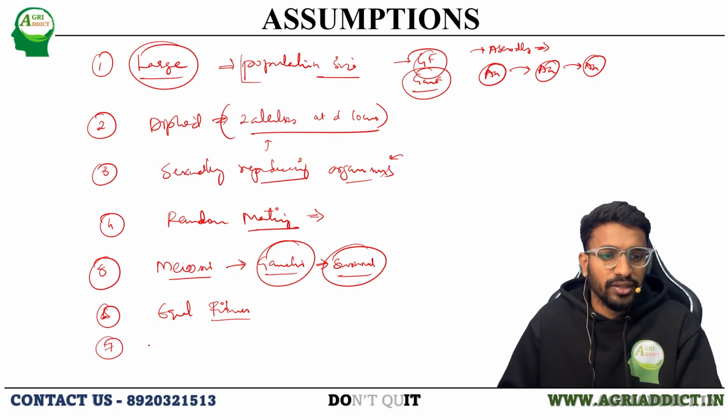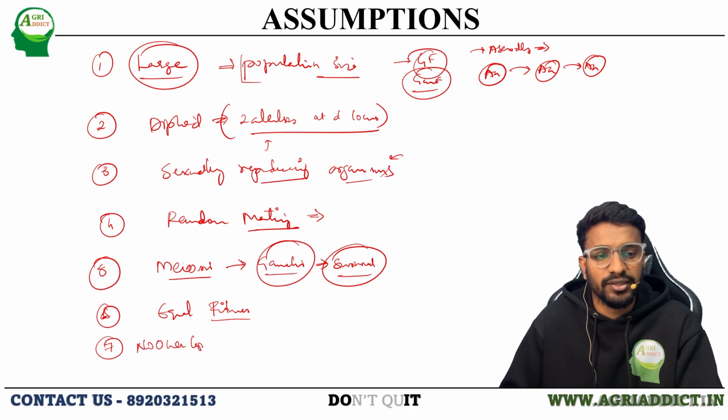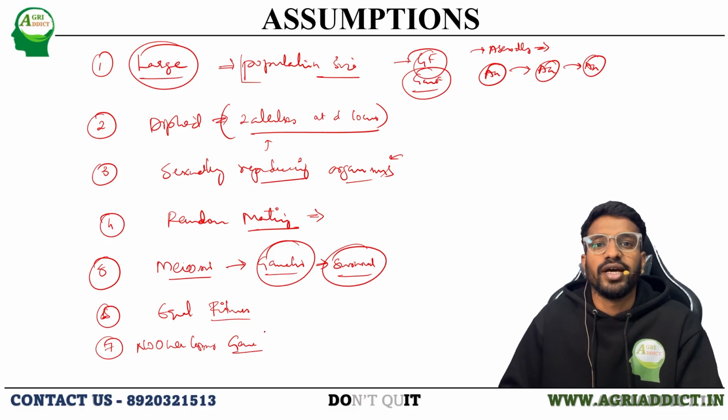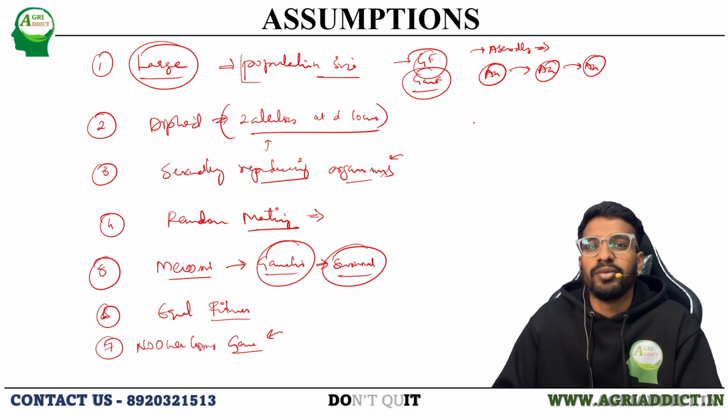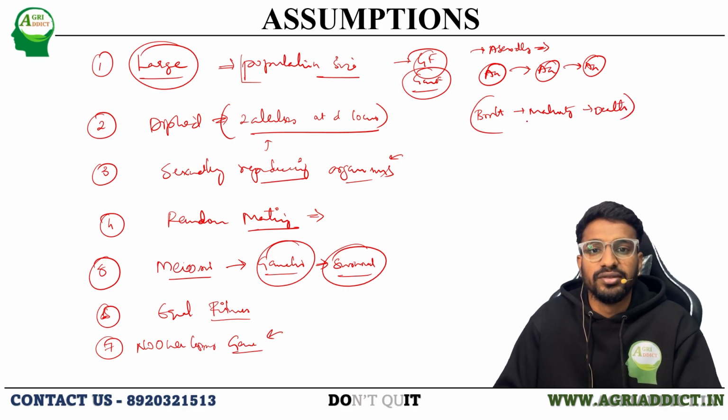Next, there should be no overlapping generations within the population if we want to apply this principle or law. So what is non-overlapping generation? Whenever you take a population, there are different stages starting from birth, then the maturity stage, and ultimately death. I am just briefing it. So this is the birth, maturity and death of a certain generation.